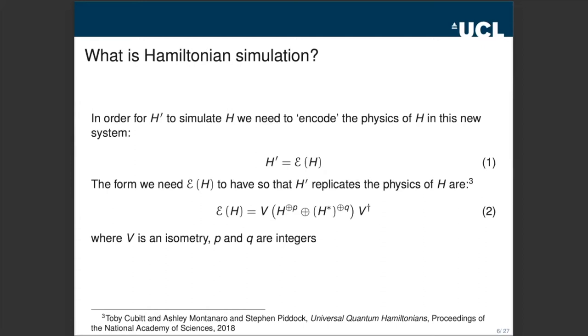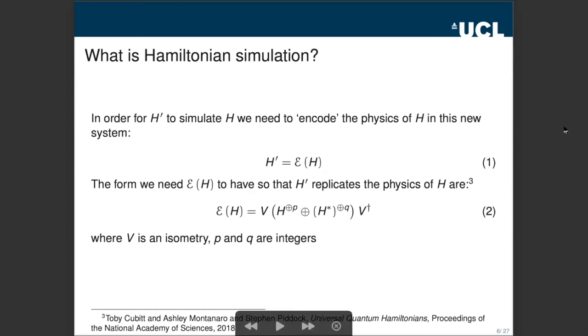And from these operational requirements, they were able to pin down the form that encodings have to take. And what they showed is that encodings must be of this form here, where V is an isometry and P and Q are integers. So up to isometries, any encoding of one Hamiltonian into a subspace of another, which forms a basis for a simulation, must just be equal to a number of copies of the target Hamiltonian and a number of copies of its complex conjugate.